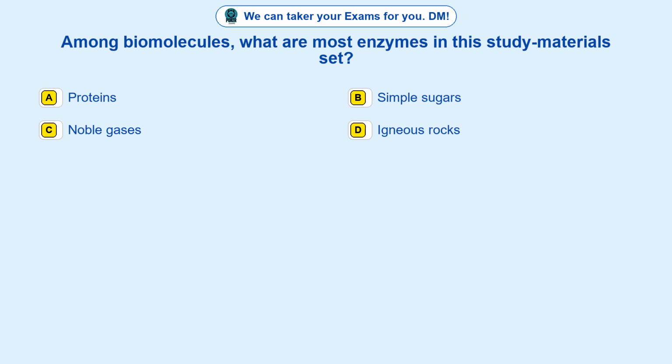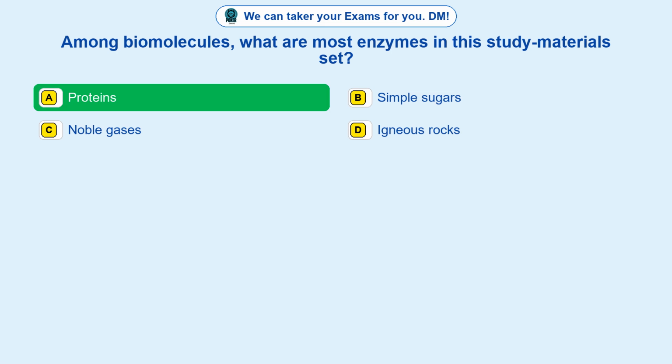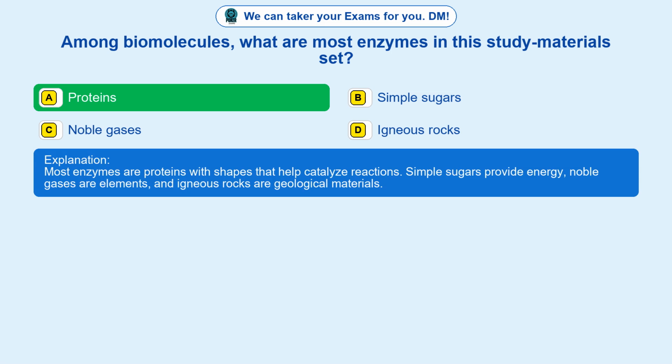Question 30. Among biomolecules, what are most enzymes in this study materials set? Option A, proteins. Option B, simple sugars. Option C, noble gases. Option D, igneous rocks. The correct answer is option A. Proteins. Most enzymes are proteins with shapes that help catalyze reactions. Simple sugars provide energy, noble gases are elements, and igneous rocks are geological materials.